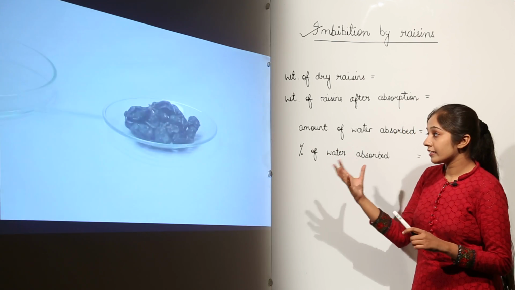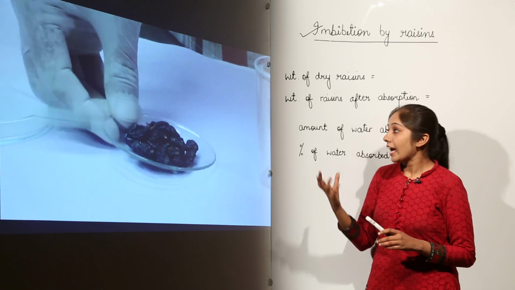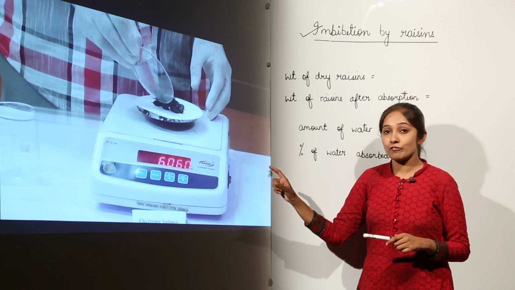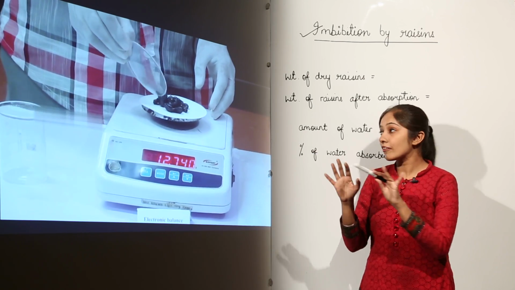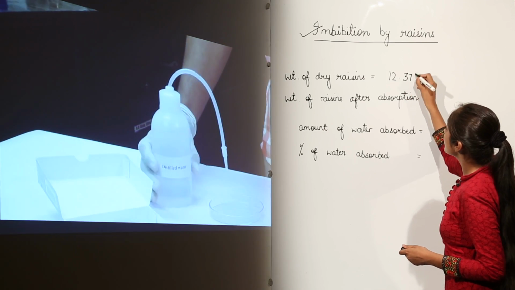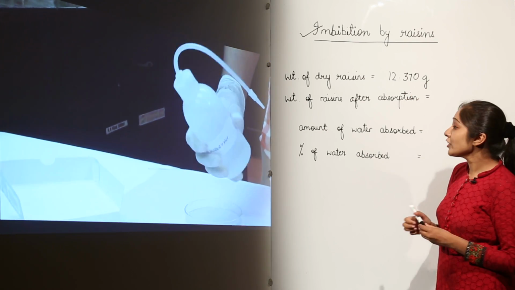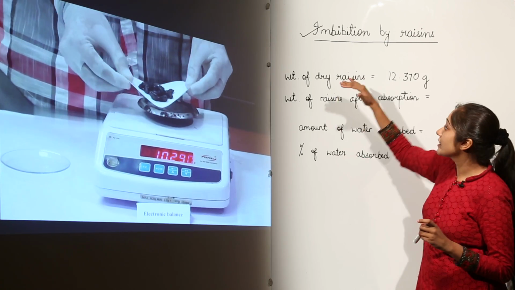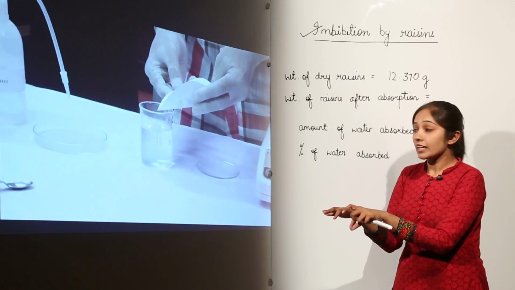You are going to take the raisins with intact stalks and weigh them on a weighing balance. Let us see what is the weight of raisins when they are dried, when we have not put them into water. It comes out to be 12.370 grams, as you can see. Now, we are going to put some distilled water in the beaker, and after this we are going to put these dry raisins into this beaker containing water.